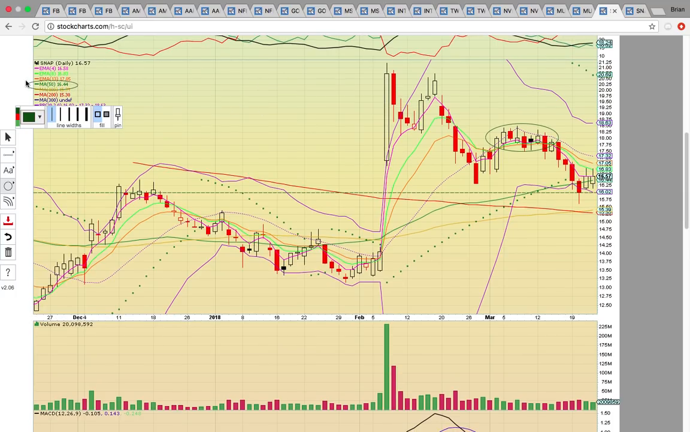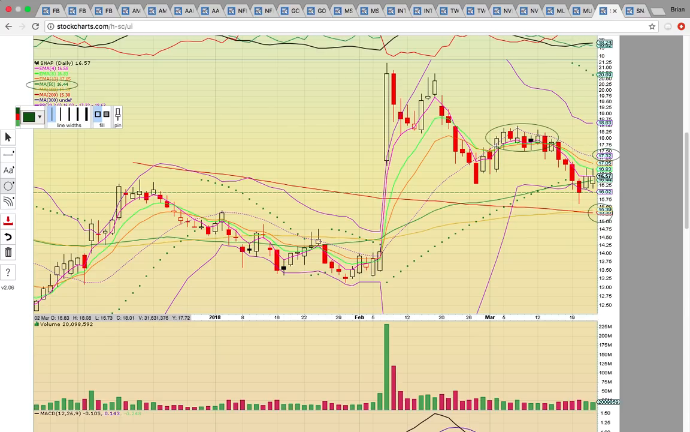It needs to hold 1644. If it drops below that, then you have the 200 and 100-day simple moving averages down here in the 1530 support zone. That's where it would drop to if it fails to hold. And then if you look up here above, it has the middle Bollinger Band at 1732. That's the big level to break.